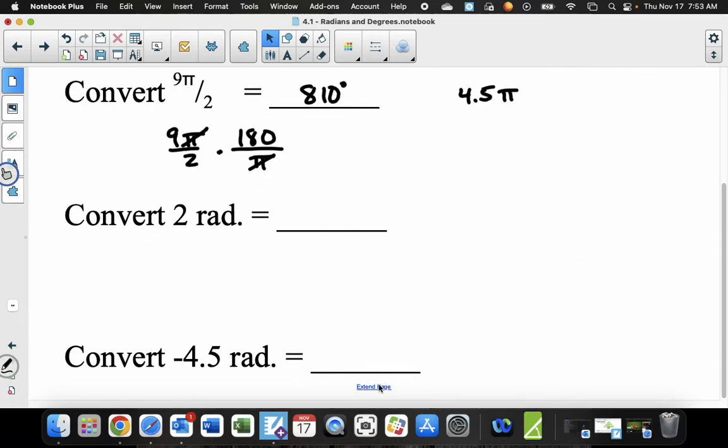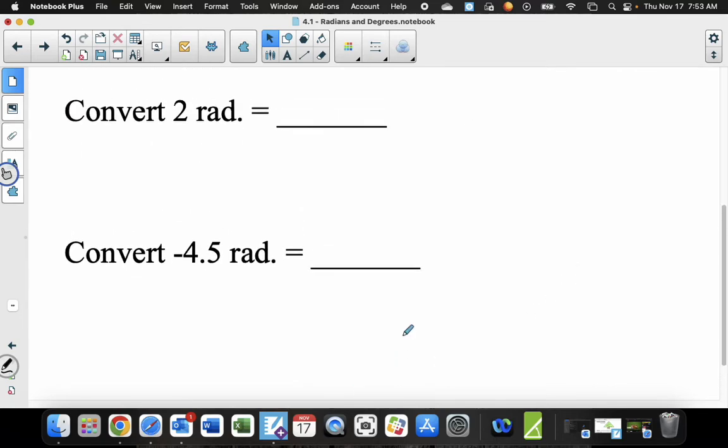Here's why I said on this next one, convert 2 radians. If you have 2 radians and you are multiplying by 180 over pi, you can just leave it in terms of pi. You don't actually have to divide it out. You don't actually have to do anything. Think of this as over 1. You could just write this as 360.